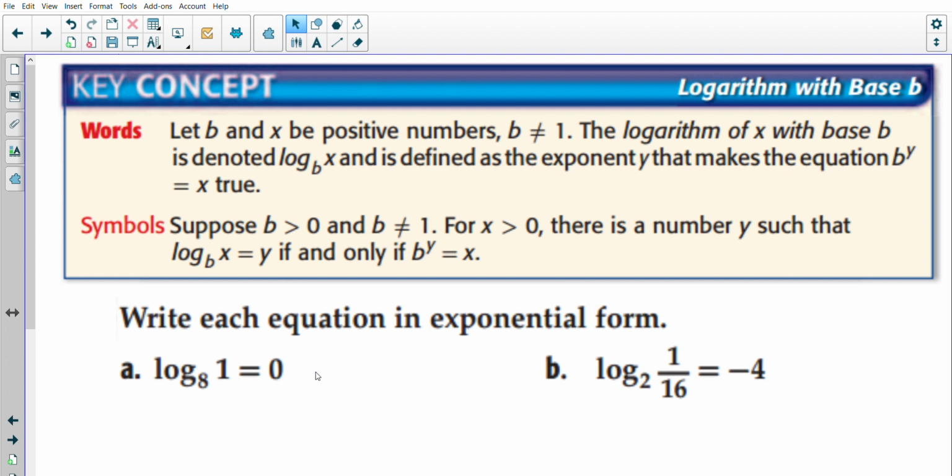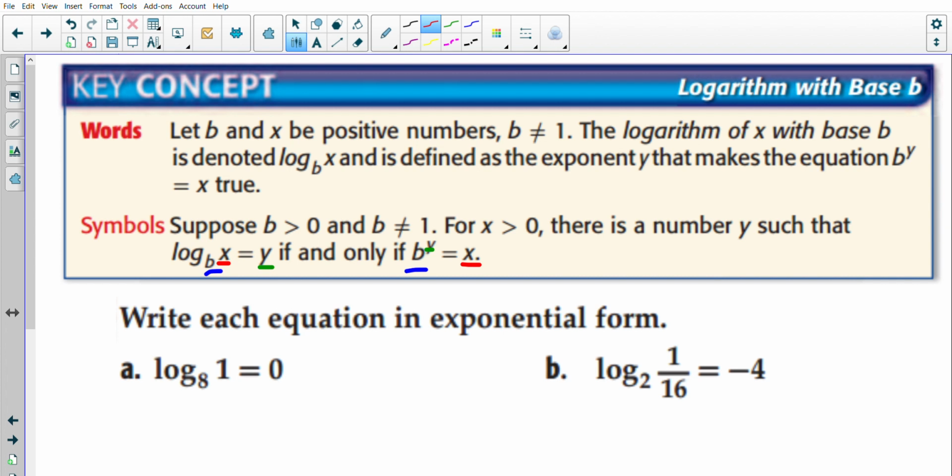So suppose b is greater than 0, not equal to 1. For x greater than 0, there is a number y such that log base b of x equals y if and only if b to the y is equal to x. So we can just follow that simple area of where everything lines up. The base becomes the base. The answer of the logarithm is the exponent, and the number of the logarithm is the answer of the exponential. So all we have to do is line it up.